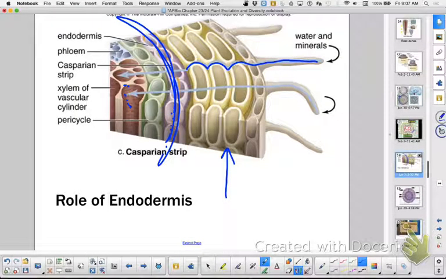That's how you get water in roots. Water goes from a higher water potential out here to a lower water potential here to an even lower water potential here, and that's how you can get water to move into a root. And it can't go back out because of the endodermis, so the only place it can go is up.